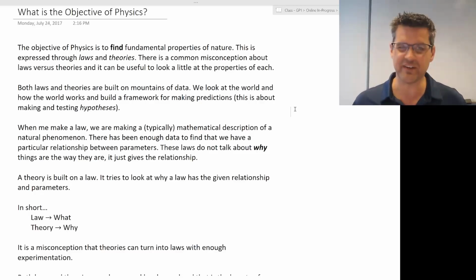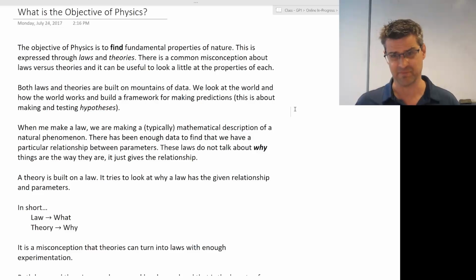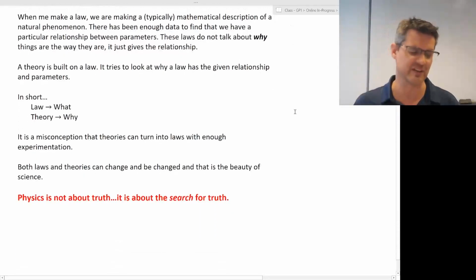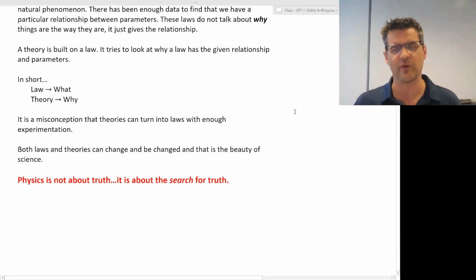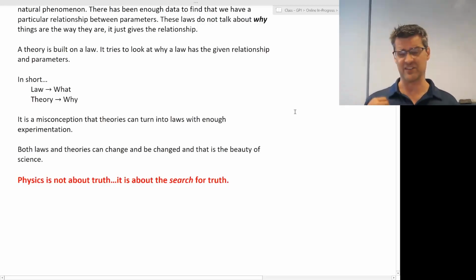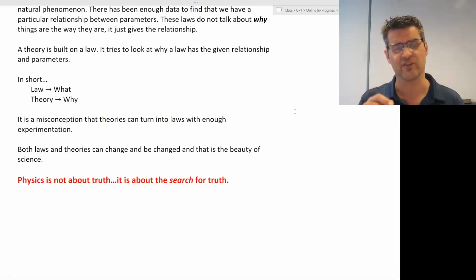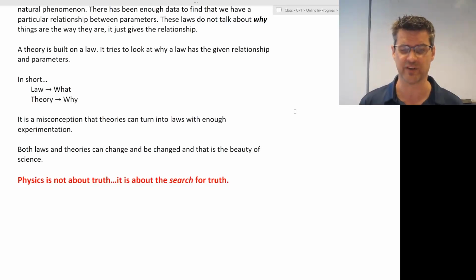Okay, so one thing to keep in mind as we continue on with this discussion of what is physics, why is physics, and how is physics: what physics is really all about is not a discussion of truth. Physics is about a search for truth. That's what we're trying to do here. And as we get more data, we are able to change our hypotheses. We are able to change our laws. We are able to change our theories to get a better understanding and a better application of our understanding to the physical world. It's not about truth. It's about the search for truth.